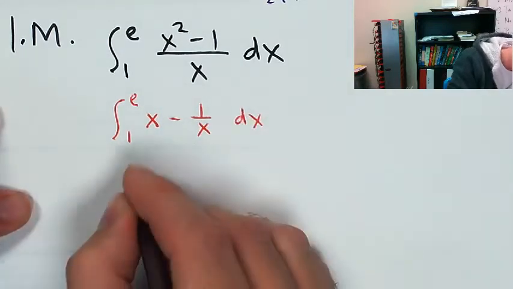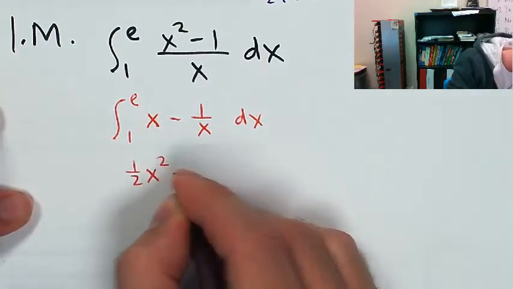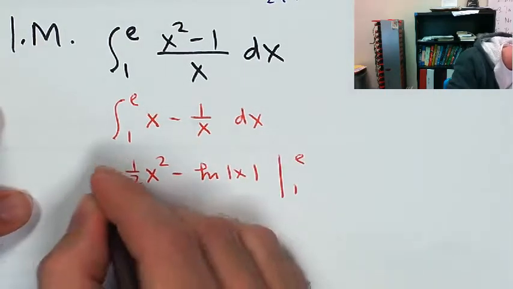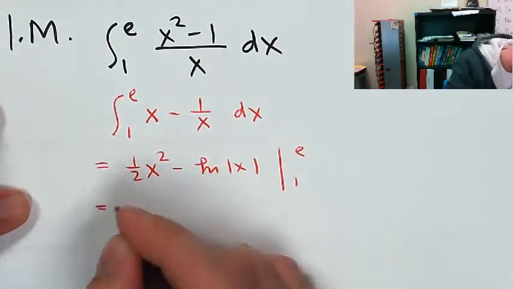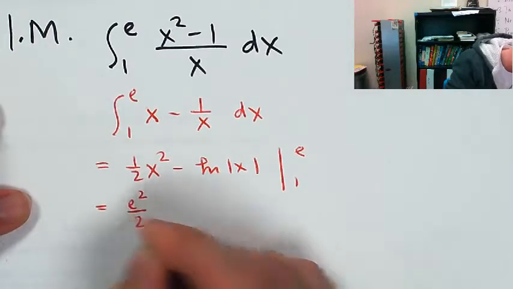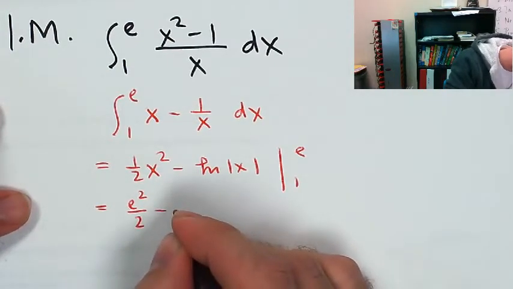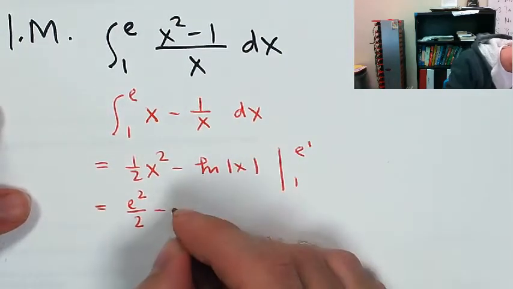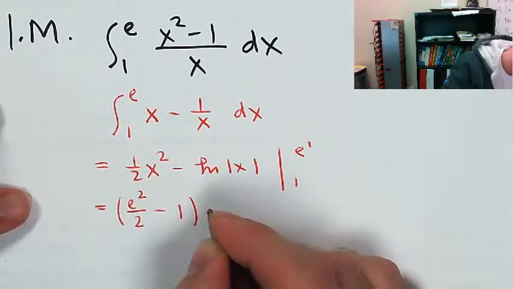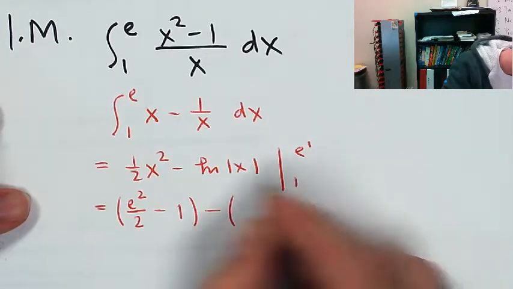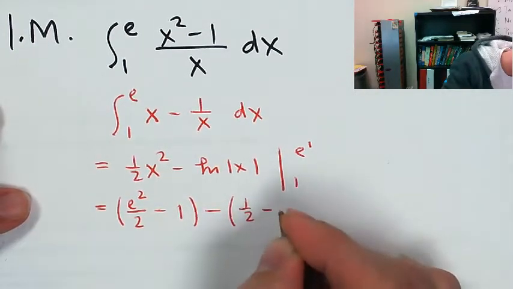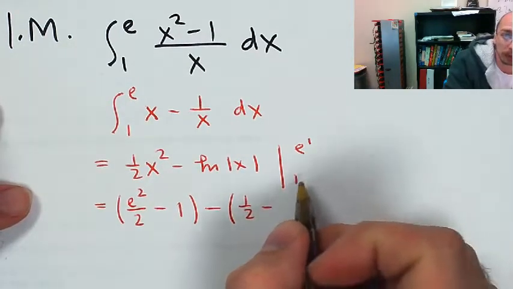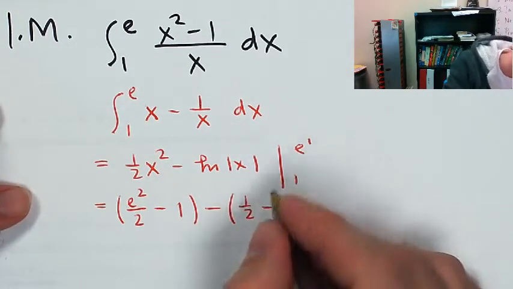So I'm going to anti-differentiate. Let x run from 1 to e, so that's e squared divided by 2 minus the log of e. e is e to the first power, right? So the log of e to the first is going to be 1. Then when I plug in 1, I'll get 1/2 minus the log of 1. 1 is e to the 0. So the log of e to the 0 is going to be 0.